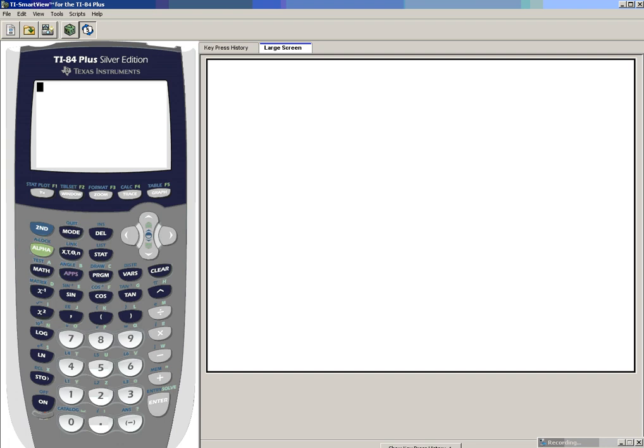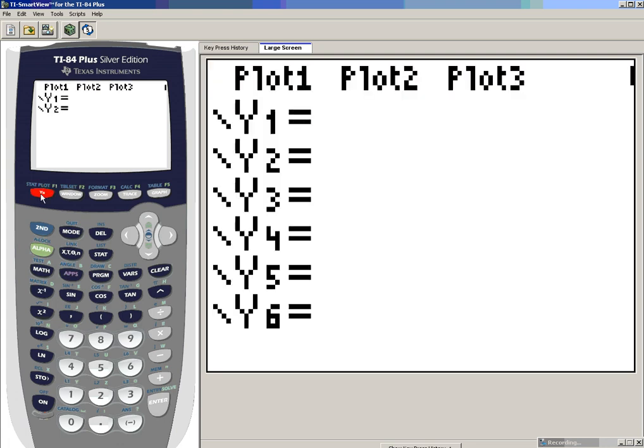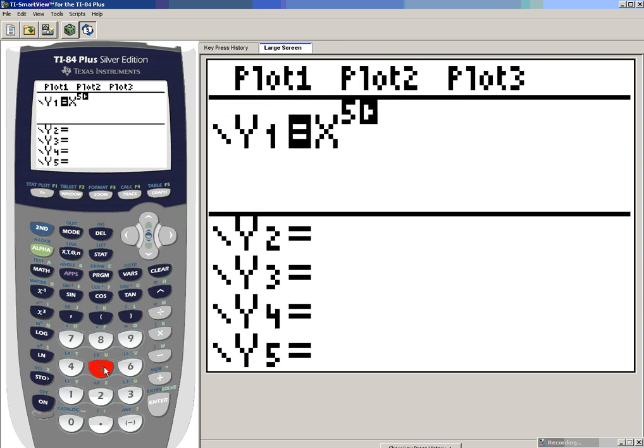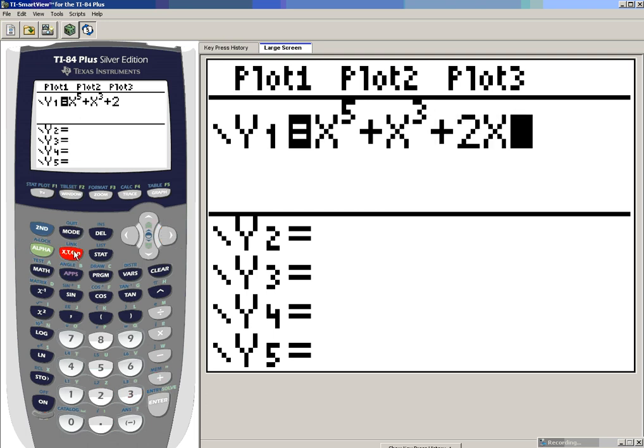So we're going to go ahead and put this function into the calculator right away. Y equals x to the 5th plus x cubed plus 2x squared minus 12x plus 8.